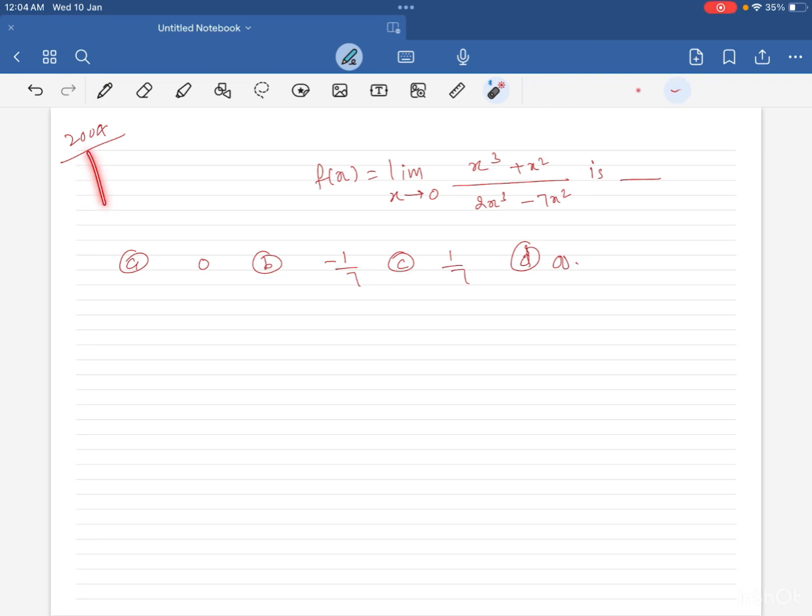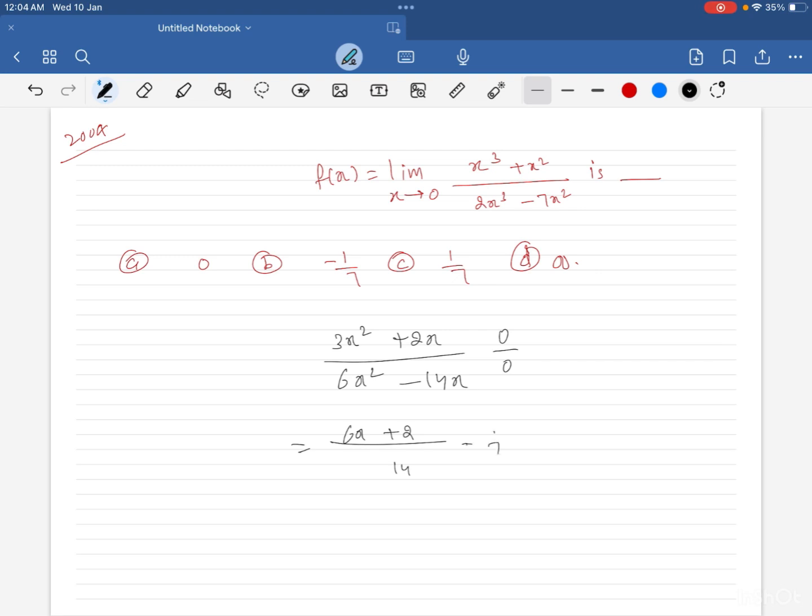Okay, so this question is from 2004 and if you put 0, it is going to be a 0 by 0 form. Again you can apply L'Hopital, so that will give you 3x square plus 2x divided by 6x square minus 14x. Again it will be 0 by 0 form. So what you can do, you can differentiate it again. And you will put that, and it is going to be 1 by 7, right? So the correct answer for this is C.